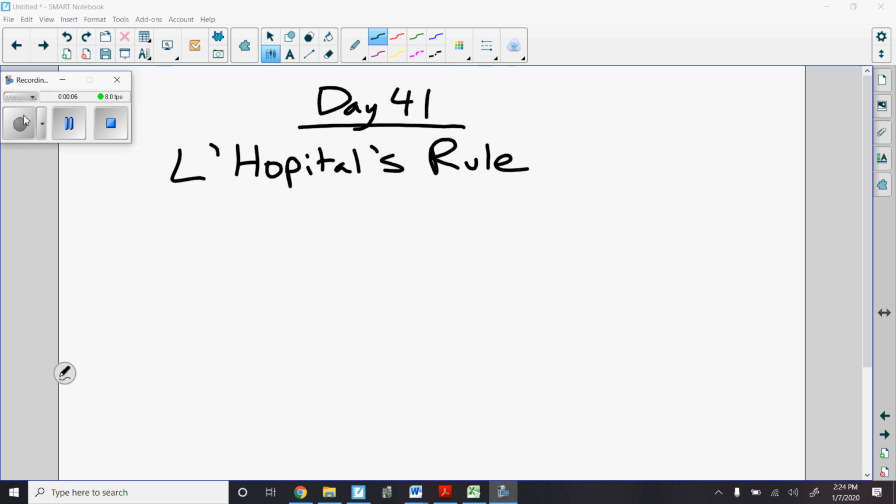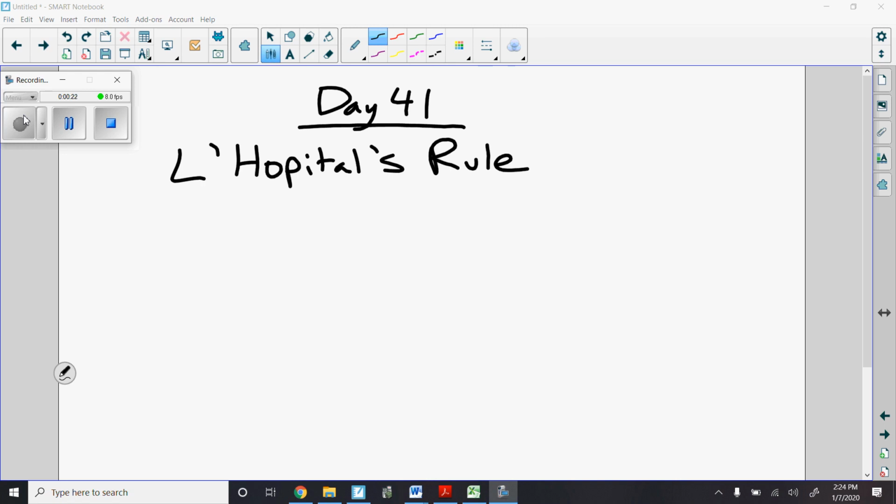I'm coming at you with L'Hopital's rule today, which is a rule that you're going to find, I think, to be very nice. It's a way to evaluate limits that are in what's called an indeterminate form.